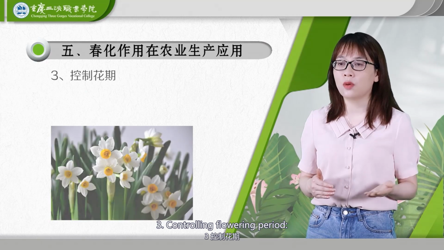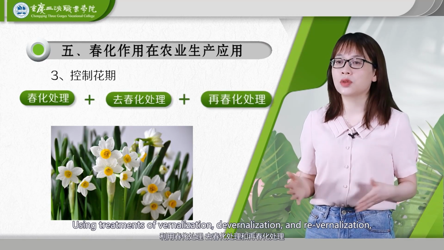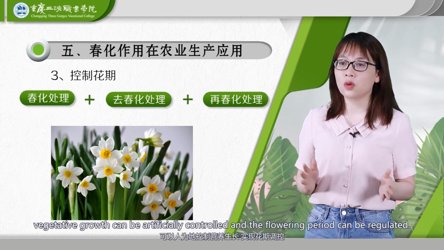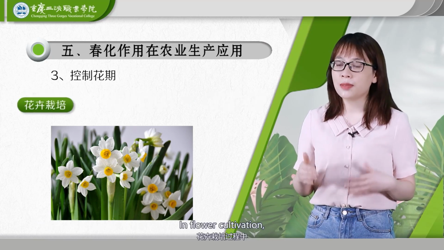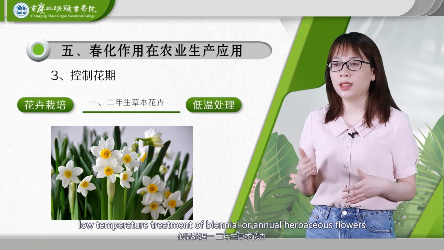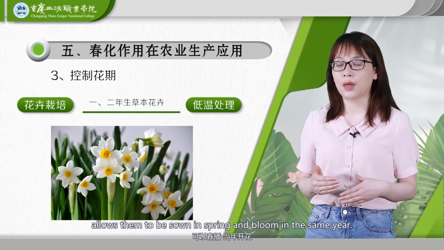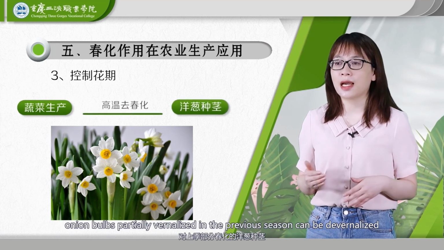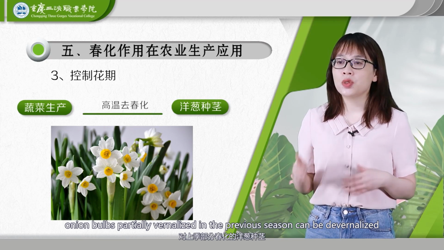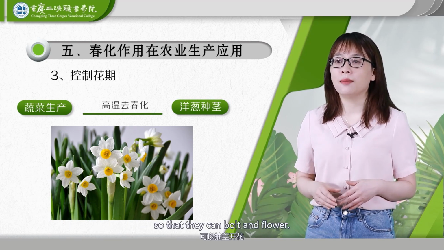3. Controlling flowering period. Using treatments of vernalization, devernalization, and revernalization, vegetative growth can be artificially controlled and the flowering period can be regulated. In flower cultivation, low-temperature treatment of biennial or annual herbaceous flowers allows them to be sown in spring and bloom in the same year. In vegetable production, onion bulbs partially vernalized in the previous season can be devernalized by high temperature in spring, so that they can bolt and flower.